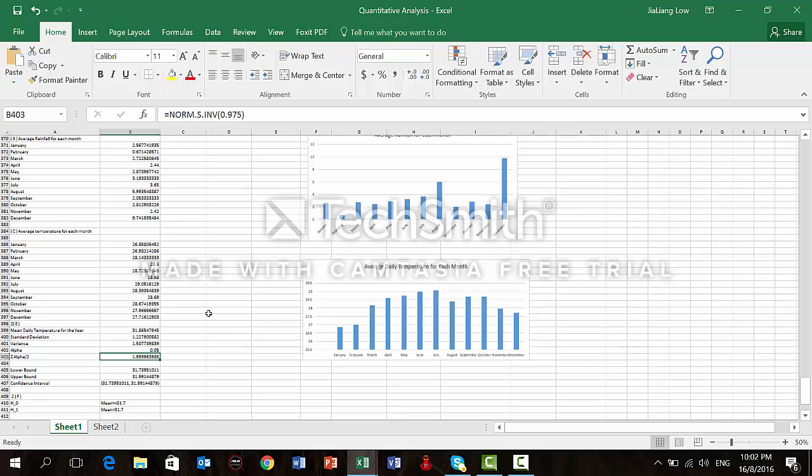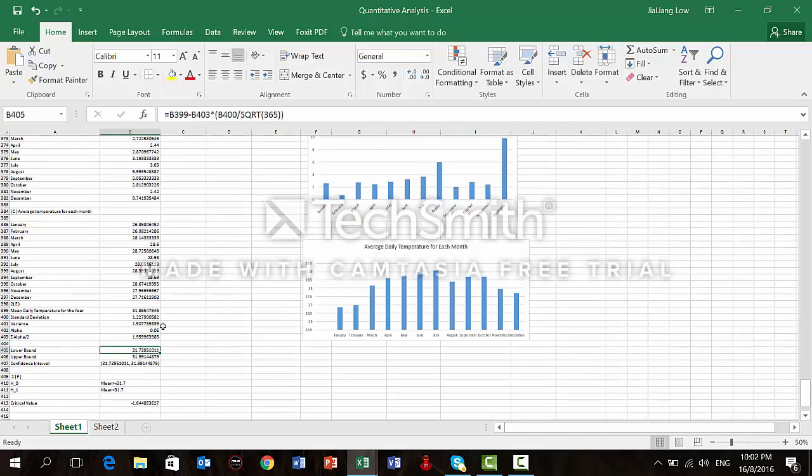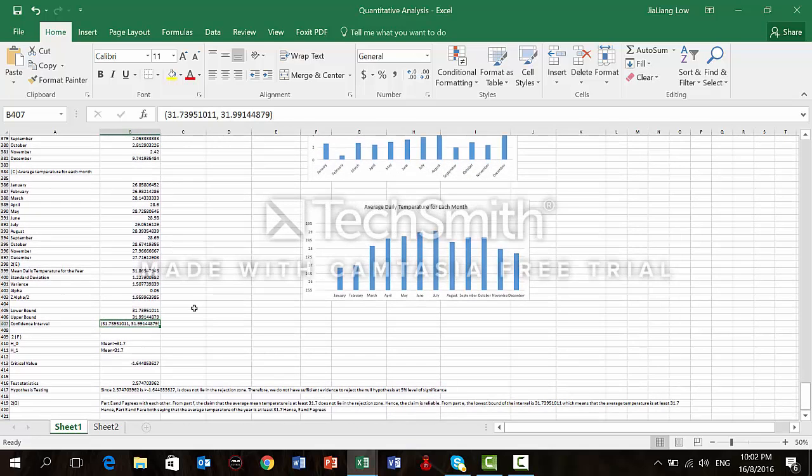this is 0.975 because Excel pushes everything to the left, so I have to include the 0.025 at the left hand side of the normal distribution graph. Hence I calculate the lower bound of the confidence interval as well as the upper bound, and this is my answer.